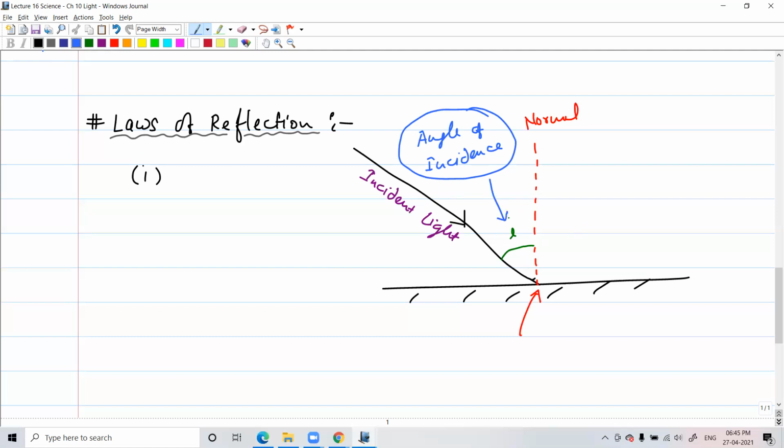And of course, if light has come to a shiny surface, it will get reflected back, it will bounce back. Where should it bounce back? Something like this or like this? At what angle should it bounce back? It will bounce back exactly at the same angle with which it came. So if it came with an angle I, which we call the angle of incidence, it will get reflected with the angle R, which we call the angle of reflection.